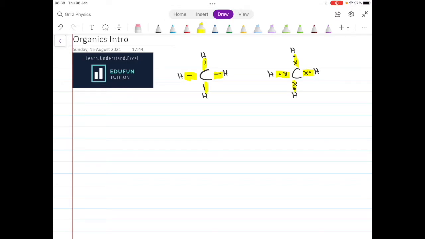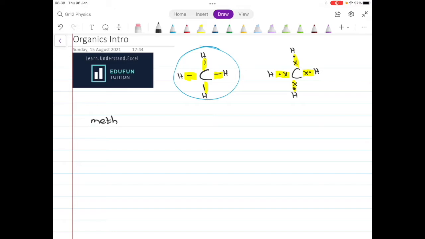Now for grade 12, you would typically just need to draw it in this form here, this first form. So let's first get into the important part of understanding how you name a particular organic compound. So you're going to first understand and learn these things.